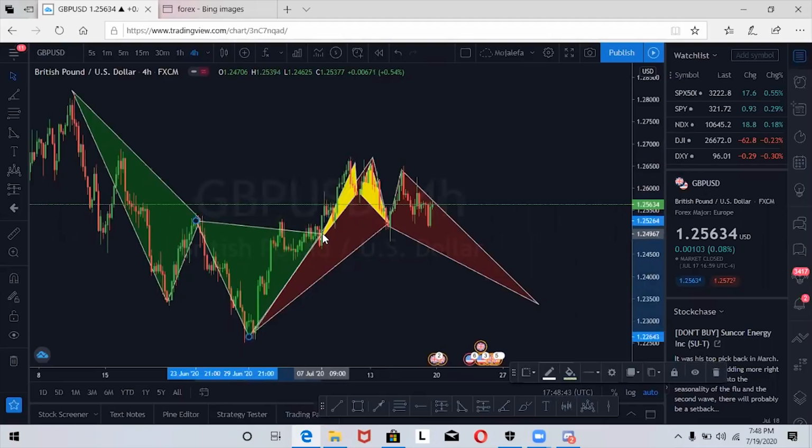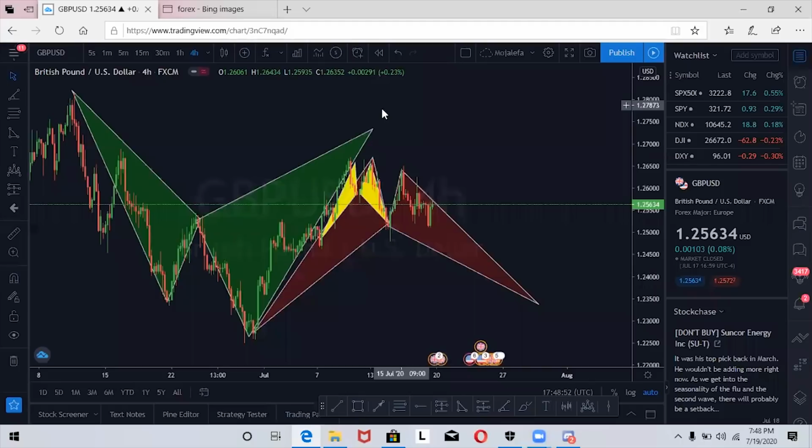When it's still somewhere here, then you just say it's going to get there. So when you are a harmonic trader, you are able to see them before they even happen. You get what I'm saying? You are able to see them before they even happen. So you trade them before they happen.